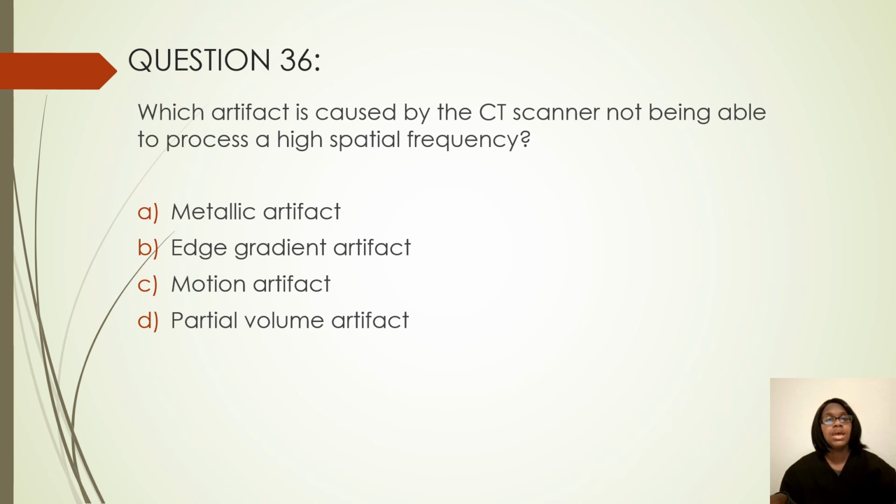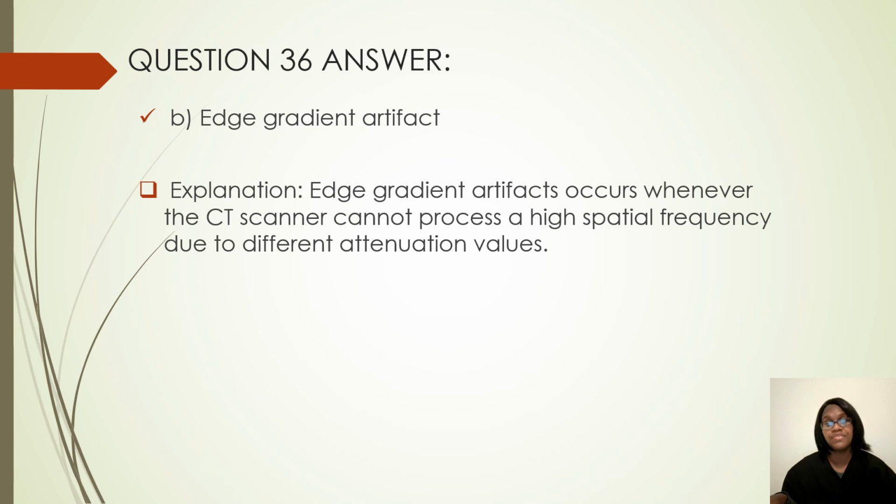Question 36. Which artifact is caused by the CT scanner not being able to process a high spatial frequency? Metallic artifact, edge gradient artifact, motion artifact, partial volume artifact. So I'll give you a little bit of time to think about this. All right. Edge gradient artifact is going to occur whenever the CT scanner cannot process a high spatial frequency due to different attenuation values.